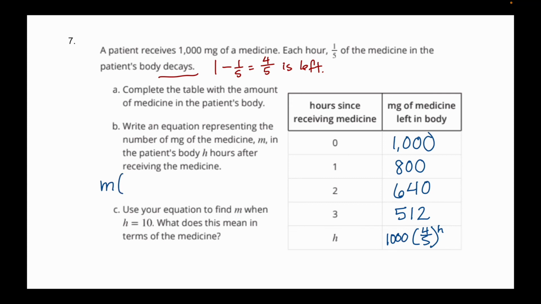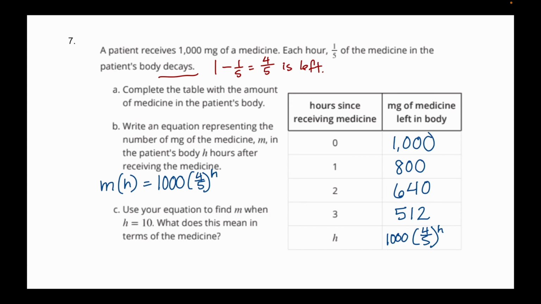And I like to write these in function notation, m of h, because medicine based on the hours helps me recognize what's the input, what's the output. So m of h equals 1,000 times 4/5 to the power of h. Okay, now use your equation to find m when h is 10.